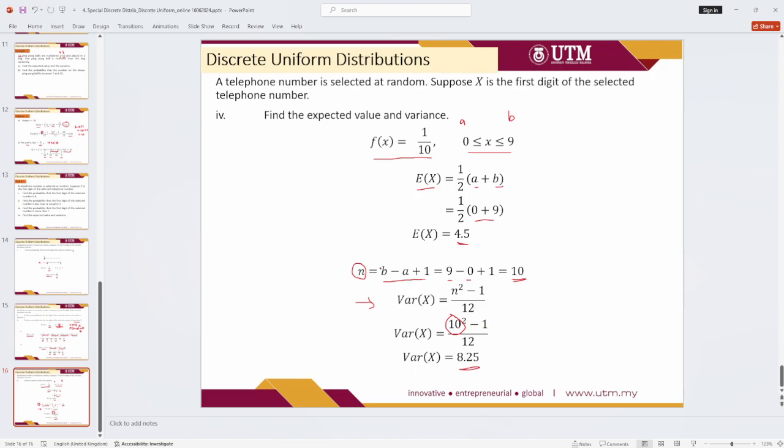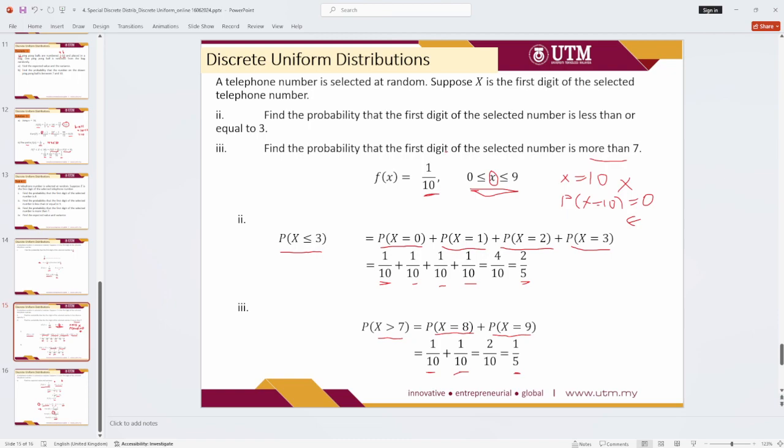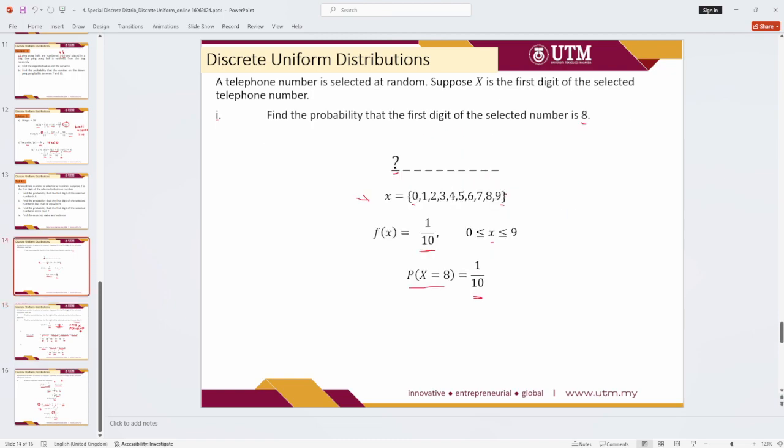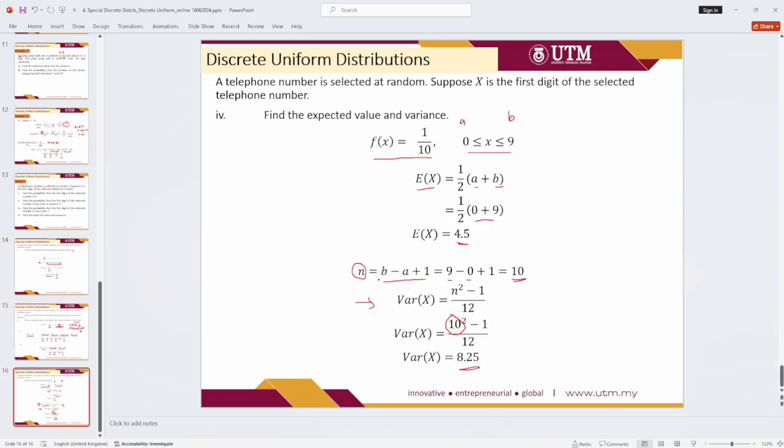Okay, so just be extra careful here that n is not 9. n is not 9. The values only go up until 9, but we have a total of 10 different digits, 10 different values that we can use, including 0. So n should be 10, not 9. Okay.